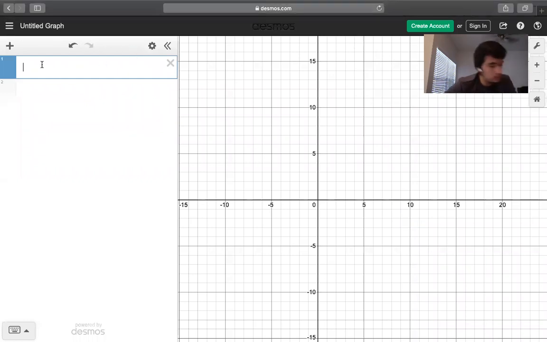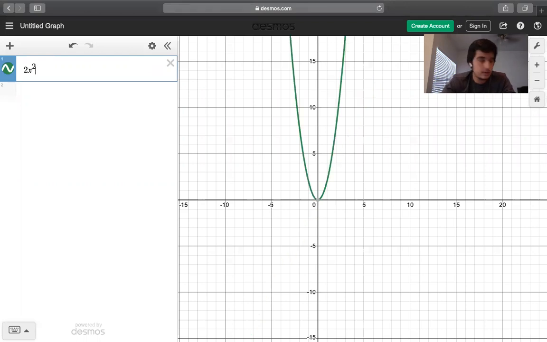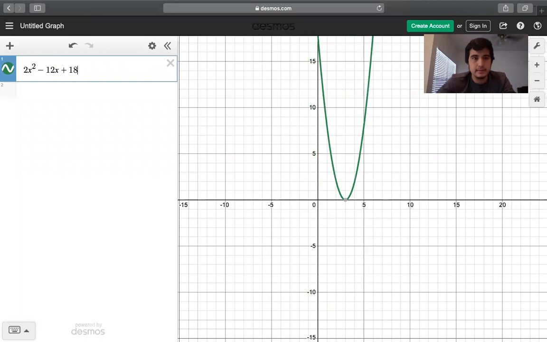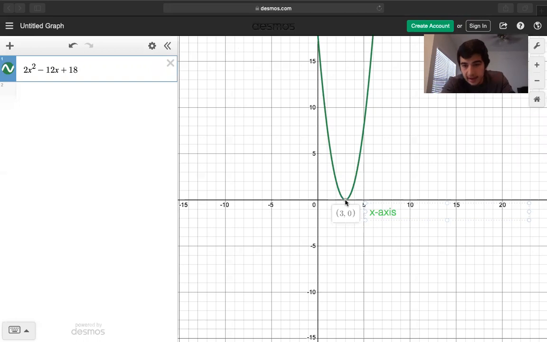Let's go to 2x squared minus 12x plus 18. And again, I'm not putting 0. Okay, so this one, let me put my x-axis down here. Now I go across my x-axis, and it looks like I have one solution at (3, 0). So we can write a text box.